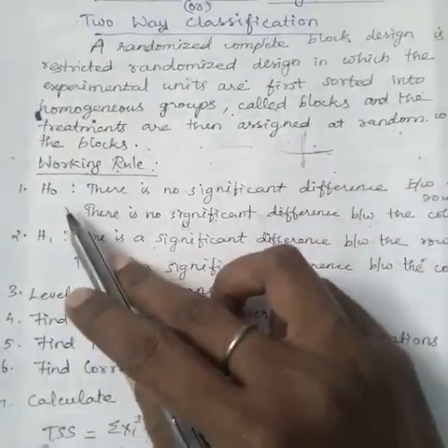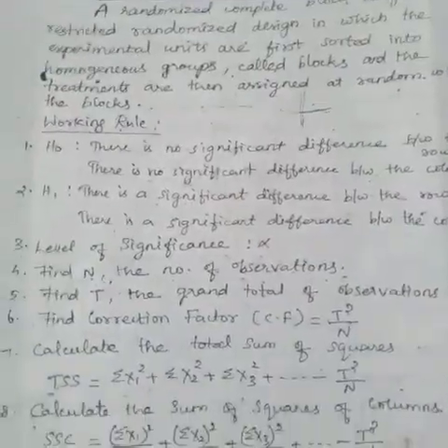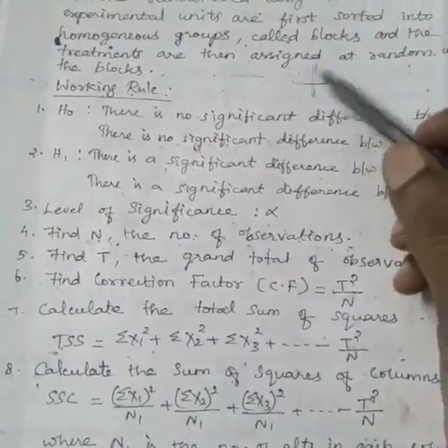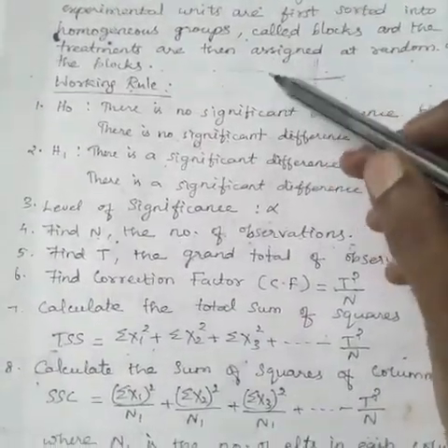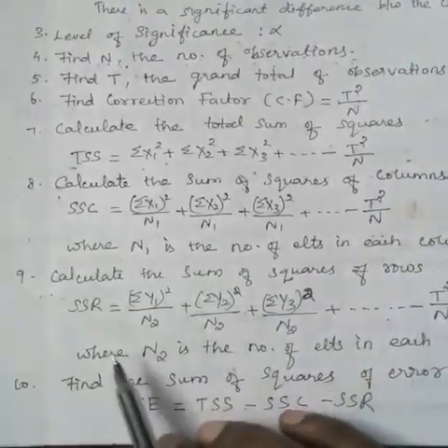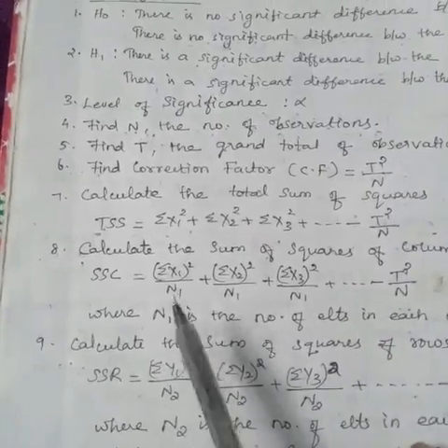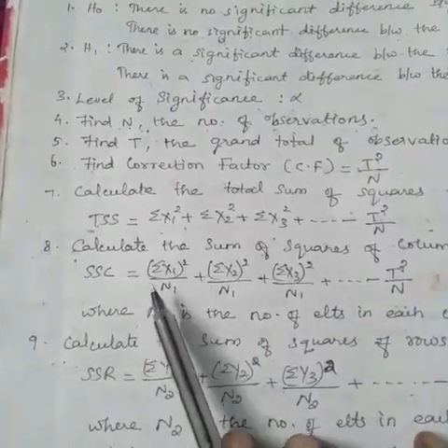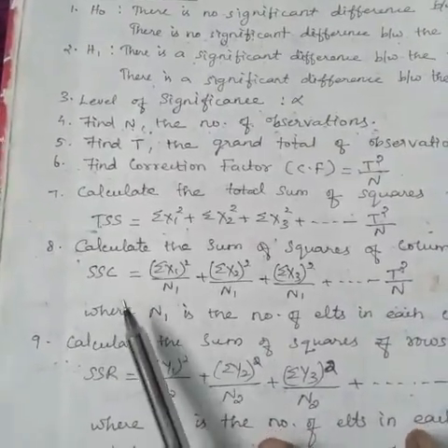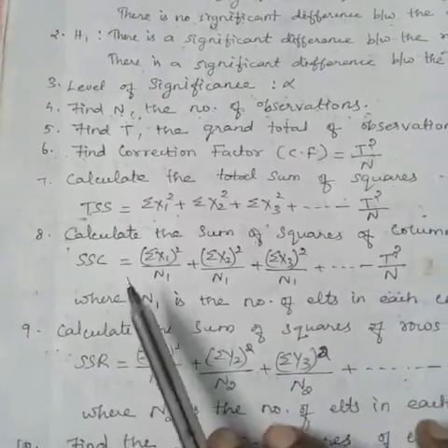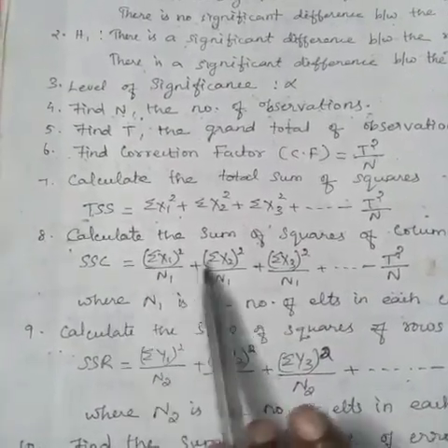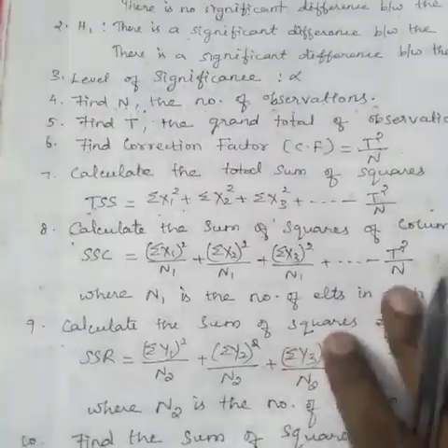The working rule is the same as one-way classification, but here we have one additional step, SSR is included. One-way classification means we are dealing with column only, SSC. Here we have column as well as row treatment.